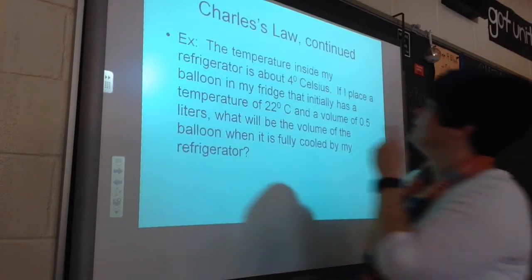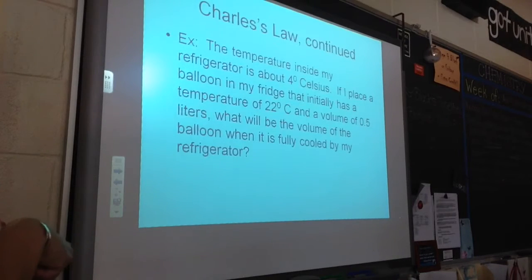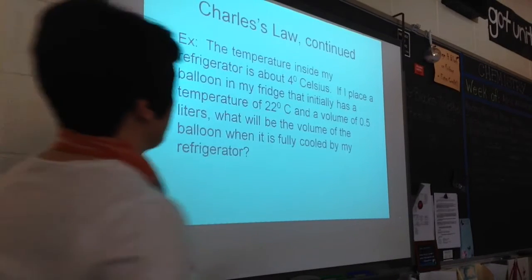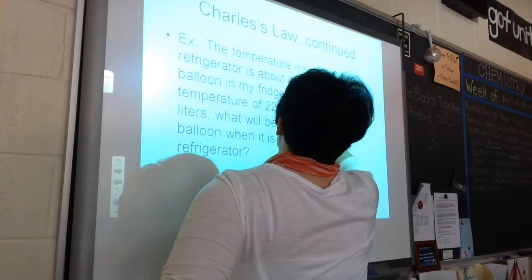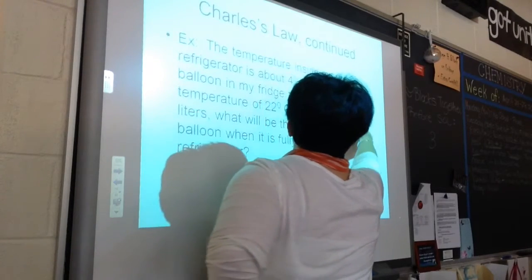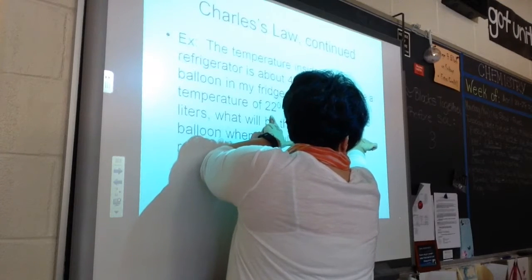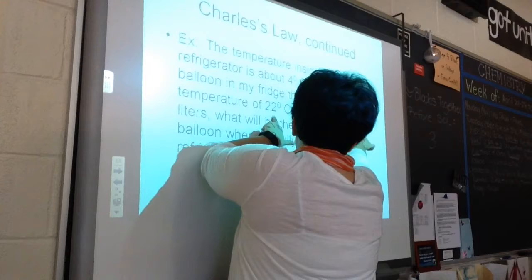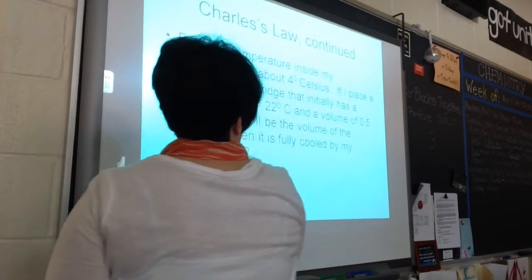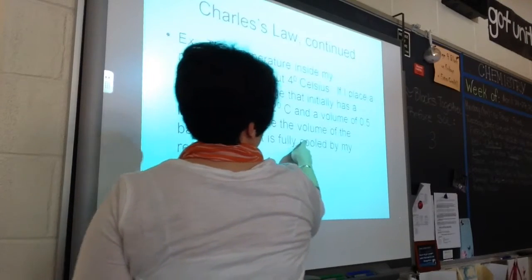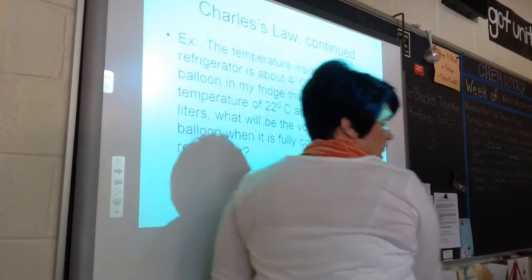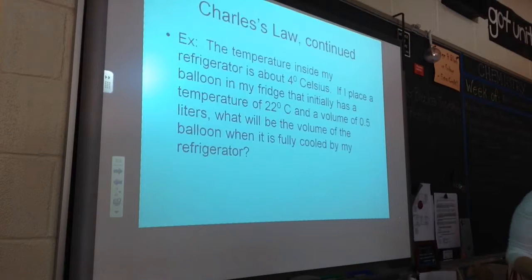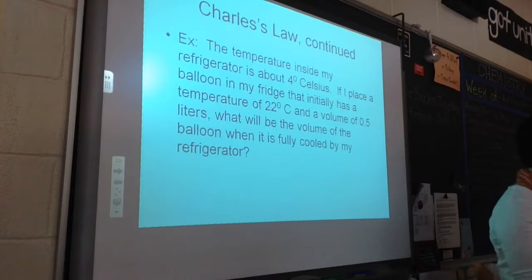Now, this is the example I just gave you, but with a balloon in the fridge or the freezer as opposed to a water bottle. The temperature inside my refrigerator is about 4 degrees Celsius. If I place a balloon in my fridge that initially has a temperature of 22 and a volume of 0.5, these two go together. Remember, it's V1 over T1. What will be the volume of the balloon when it is fully cooled by my fridge? So this is T2. You're trying to find V2. Show the algebra on your paper. I think you've got room on that little slide piece.